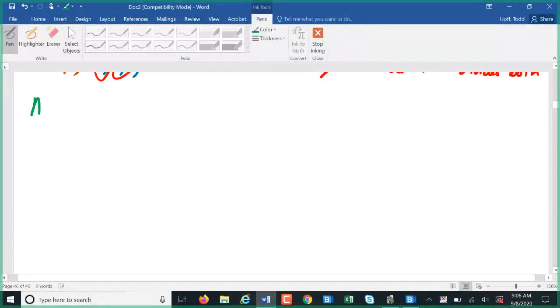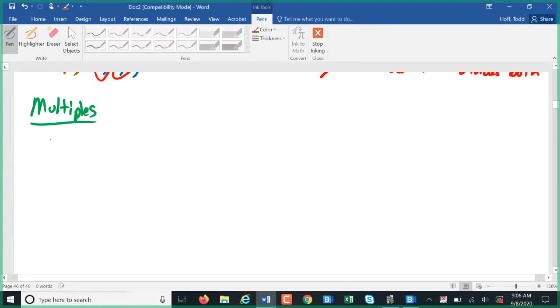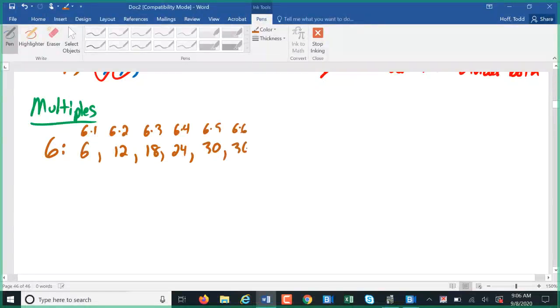Let's talk a little bit about multiples. If I give you the number 6, multiples of 6, well, the first one is just 6. It's 6 times 1. The next one would be 6 times 2, which is 12. 6 times 3, which is 18. 6 times 4, which is 24. 6 times 5, which is 30. 6 times 6 is 36. And as you can see, this list can go on forever.